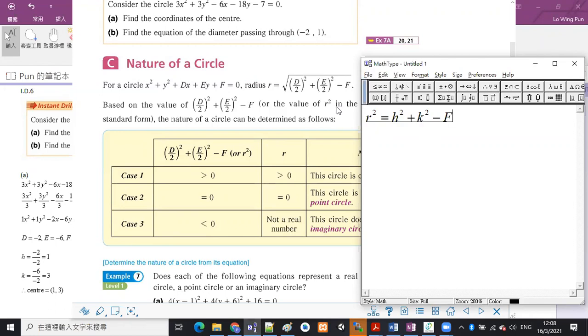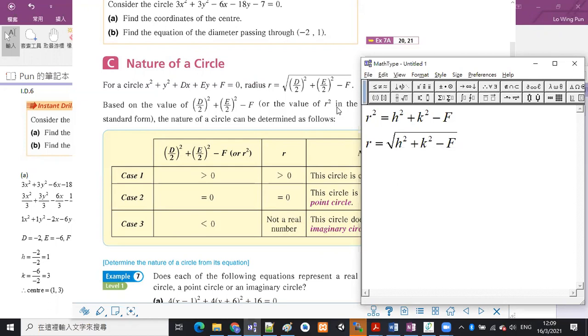Okay, so if the number inside the square root becomes negative, then there is something wrong. There must be something wrong.